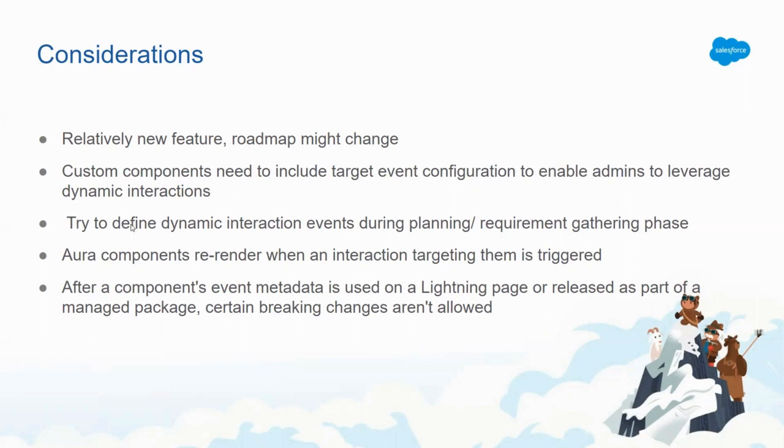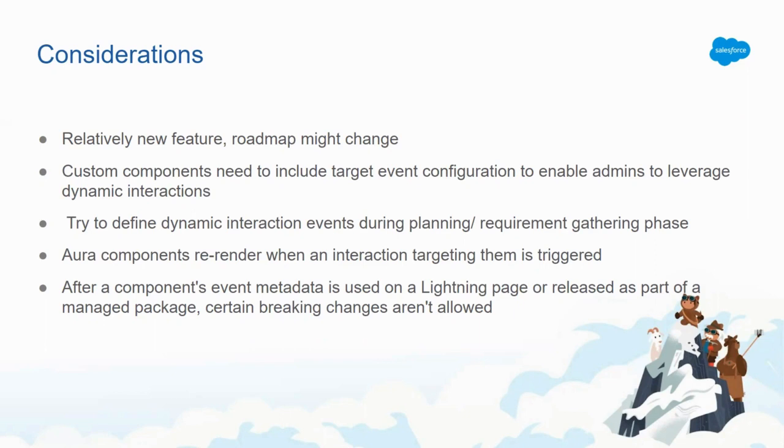The third one is to try to define the dynamic interaction event during the planning or requirement gathering phase. It is a good practice that we should define this event whenever we are thinking about any component or any app for this. The fourth one is that an Aura component re-renders when an interaction targeting it is triggered. So whenever an Aura component is a target component and the event is fired, that component will re-render.